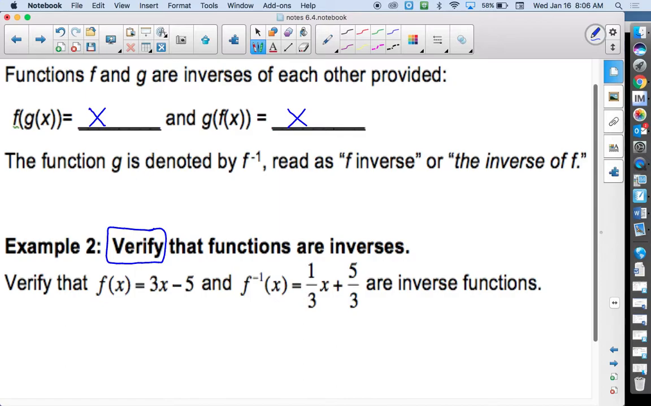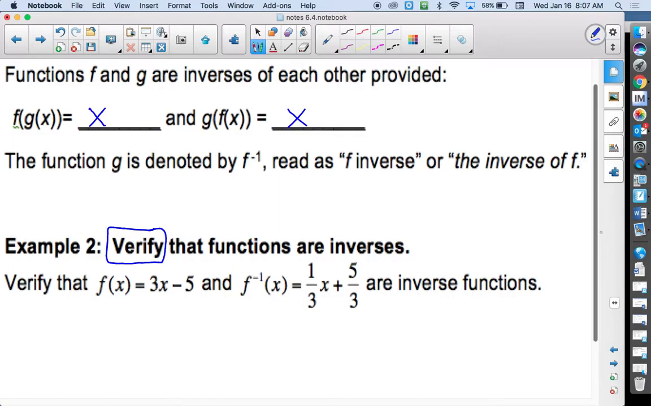Verify is the friendly way of saying the P word from geometry. Did anybody have Mr. Warnock last year? No. He loved doing proofs. It's like his favorite thing is to prove. And you should have done proofs last year in geometry. Depending who you had, you might have done more than others.